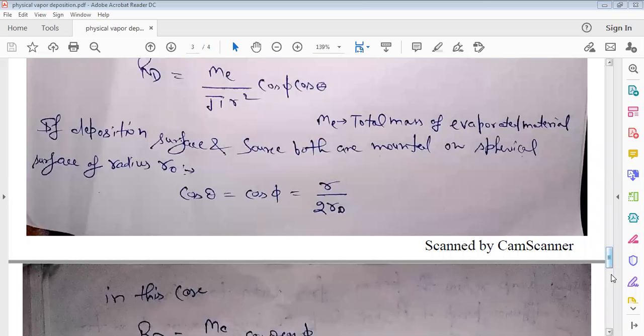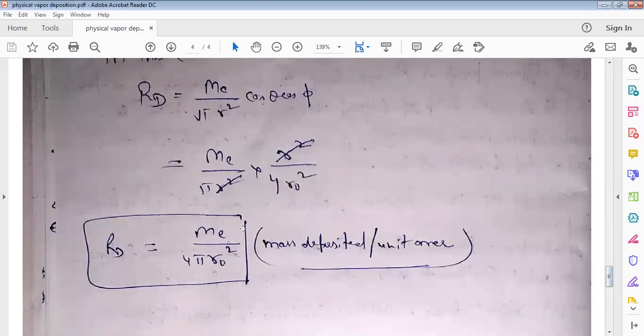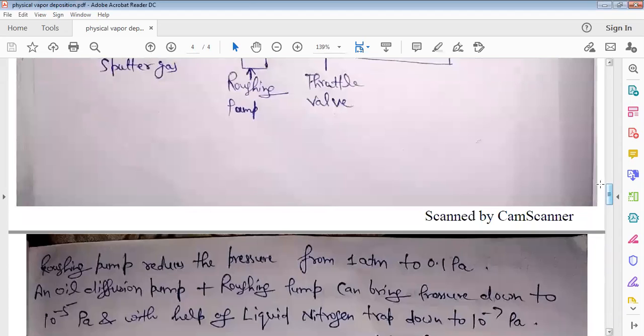So if you put these values here, you find the value of rd equals Me upon 4 pi r naught squared. That is, the mass deposited per unit area is like this.